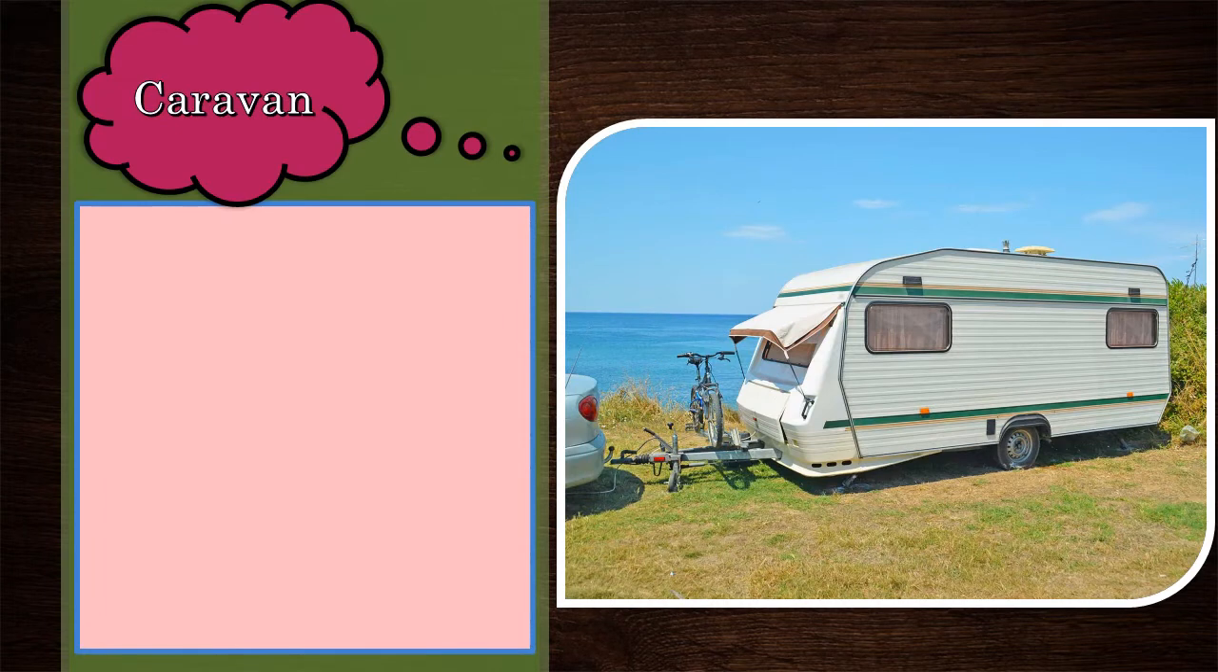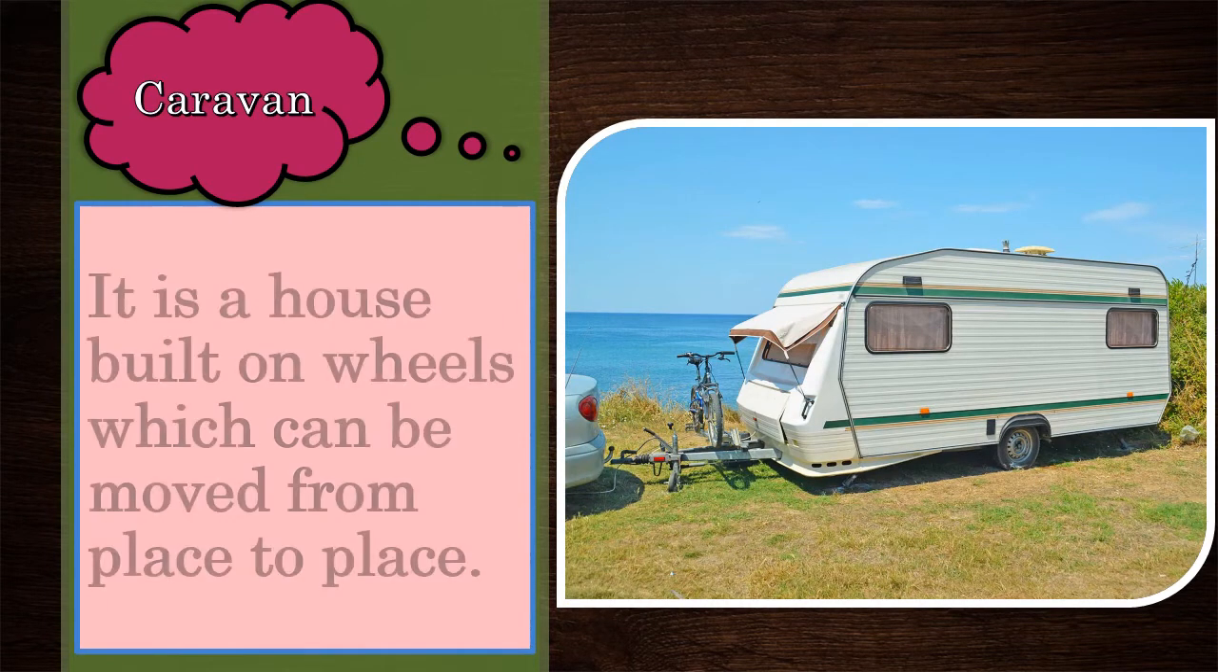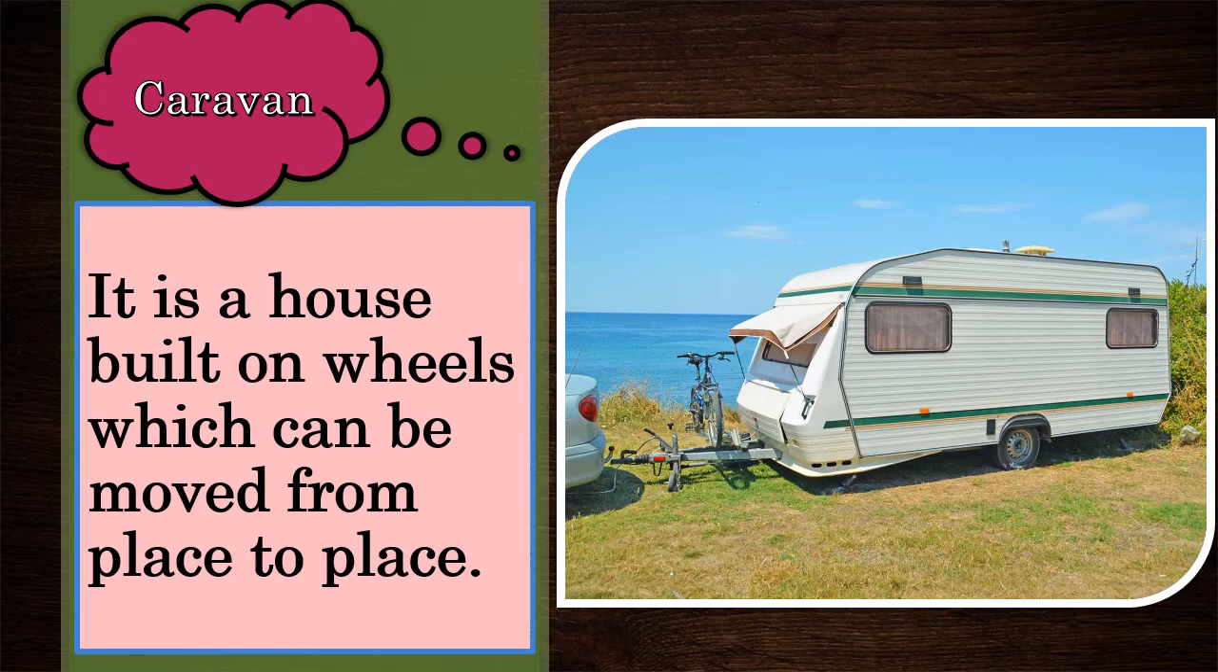Now we are going to learn about caravan. So what is a caravan? It is a house built on wheels which can be moved from one place to another. So children, some people like to travel from one place to another. For them, they cannot live in a car, isn't it? Or they don't want to spend money on hotels. That is why they carry their own house with them. This house is built on wheels, which can be moved from place to place.